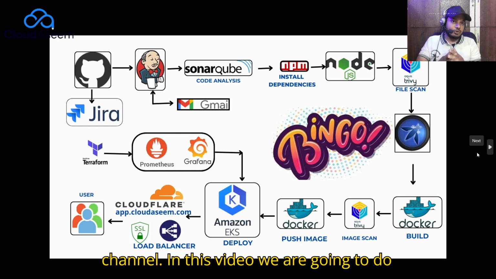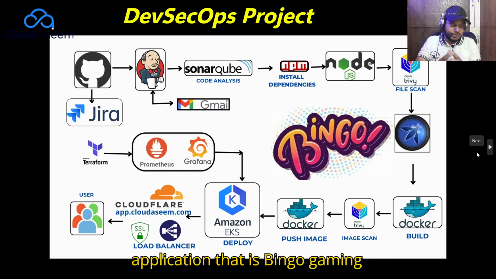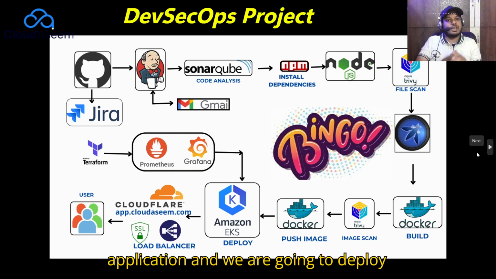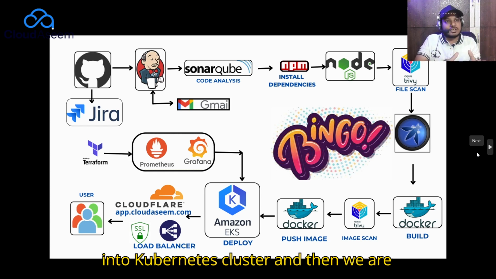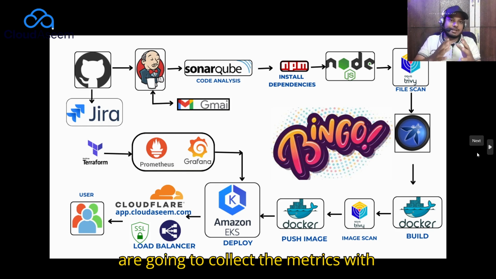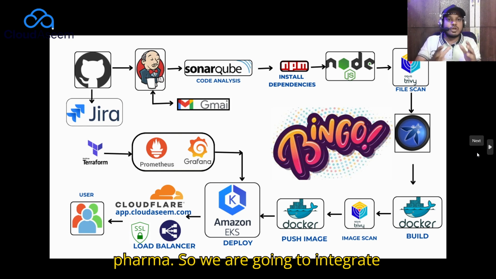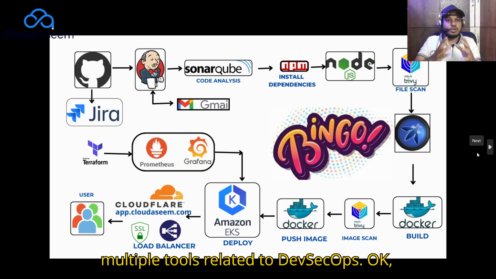In this video, we are going to do one real-time DevSecOps project in which we are going to take a Node.js application, that is a Bingo gaming application, and deploy it into a Kubernetes cluster, and then monitor it through Prometheus. We are going to collect the metrics with Prometheus and integrate them in Grafana. So we are going to integrate multiple tools related to DevSecOps.